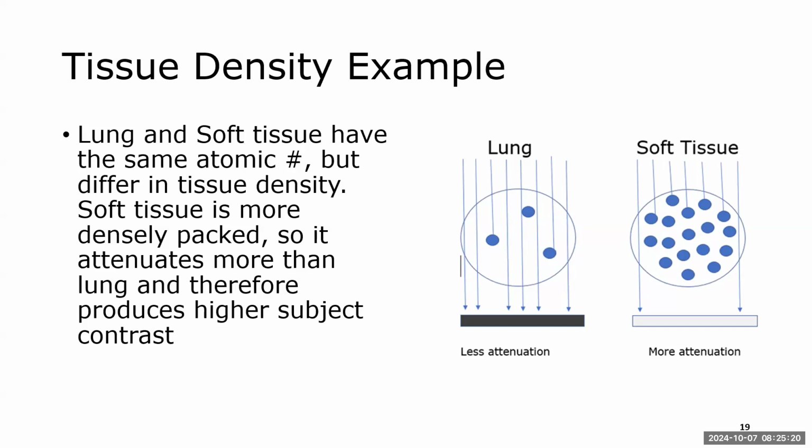Does that make sense? If those blue arrows are supposed to represent the photons, do you see how there's less attenuation with lung tissue than there is with soft tissue? There's more of a chance that the photons are going to make it through the lung tissue than the soft tissue. So that means there's going to be less attenuation, less loss of intensity with lung tissue than there is with soft tissue. Right? Everybody got it? Okay.